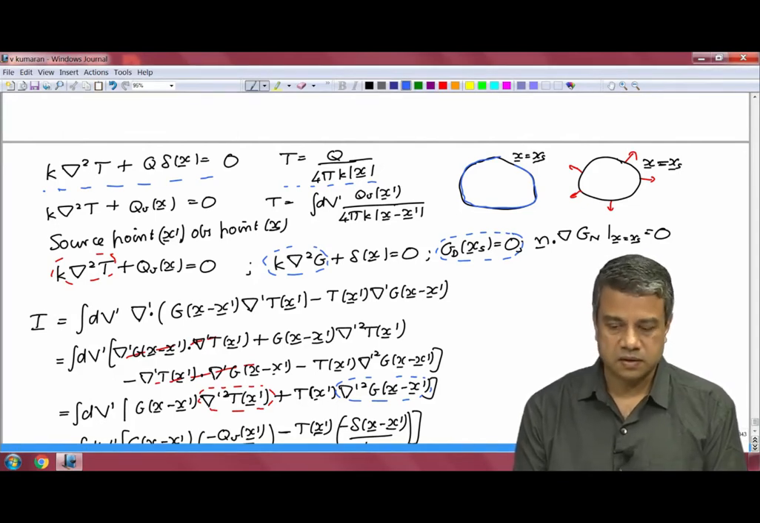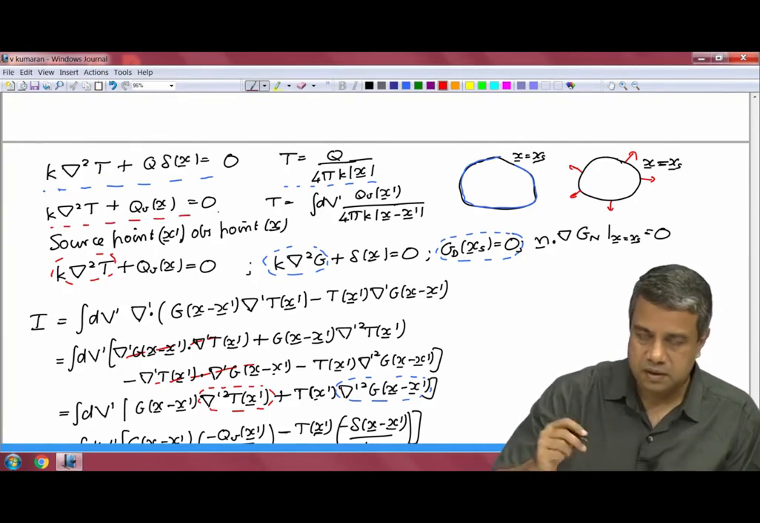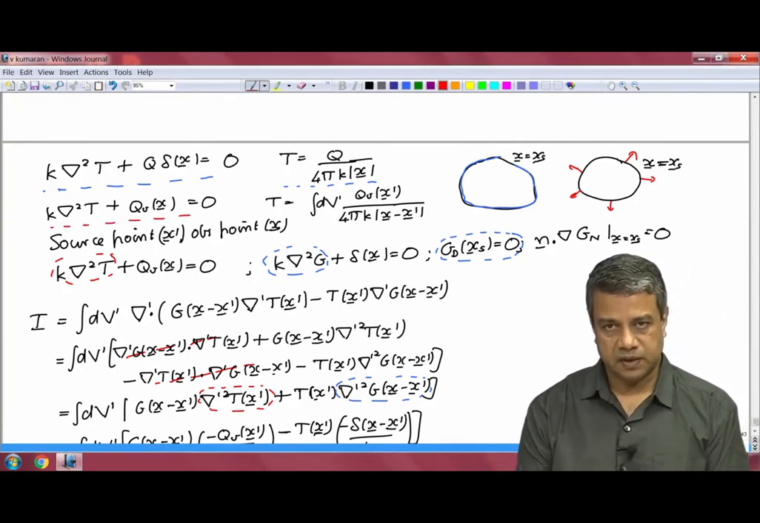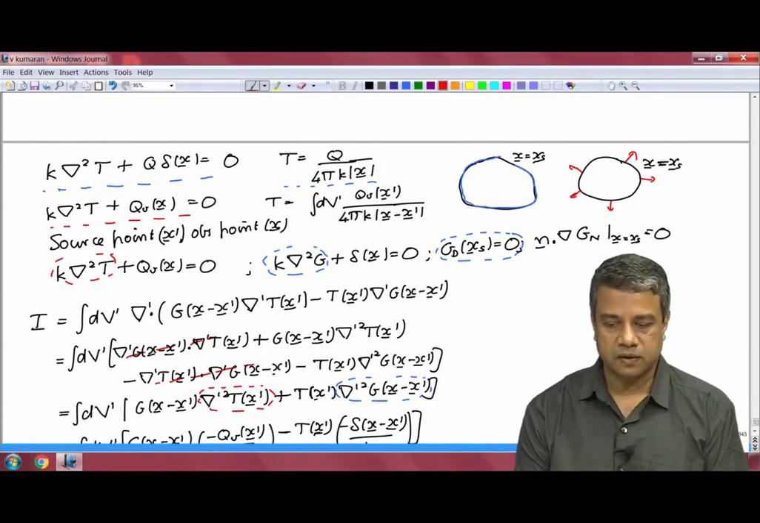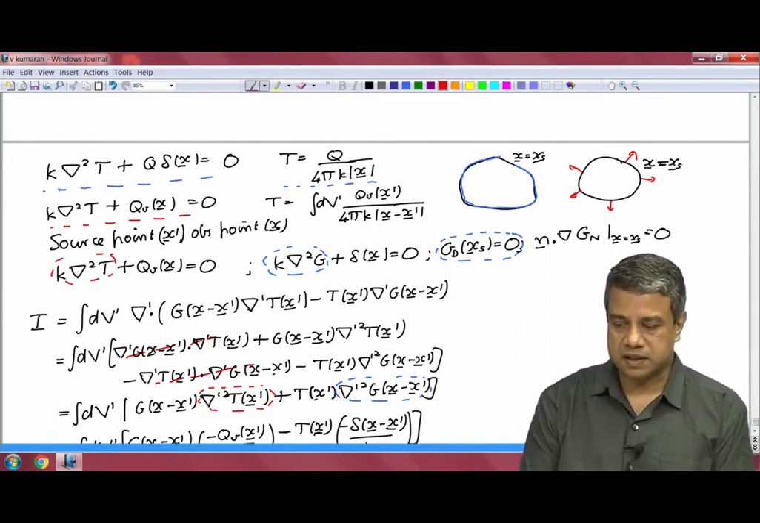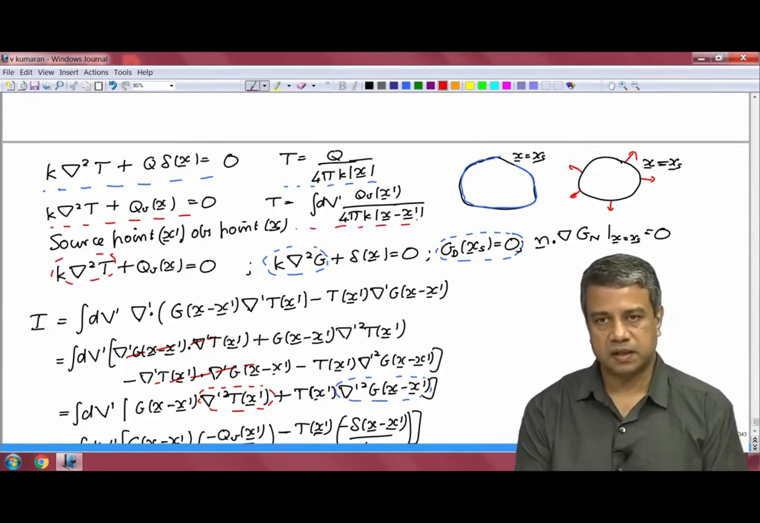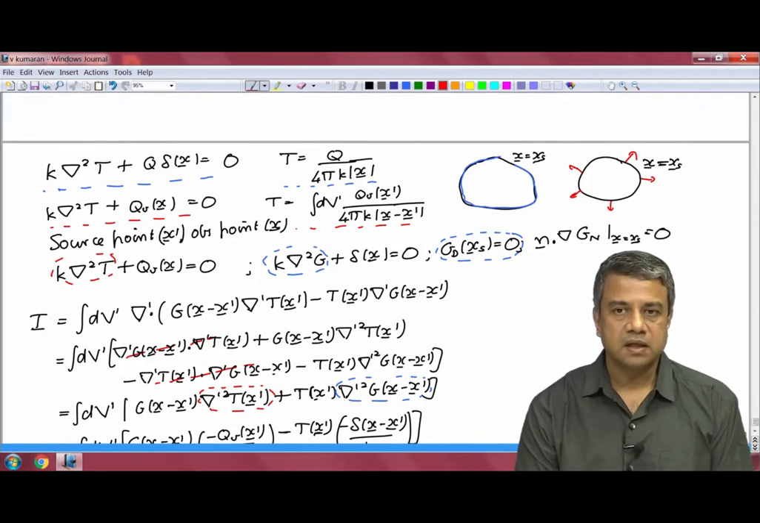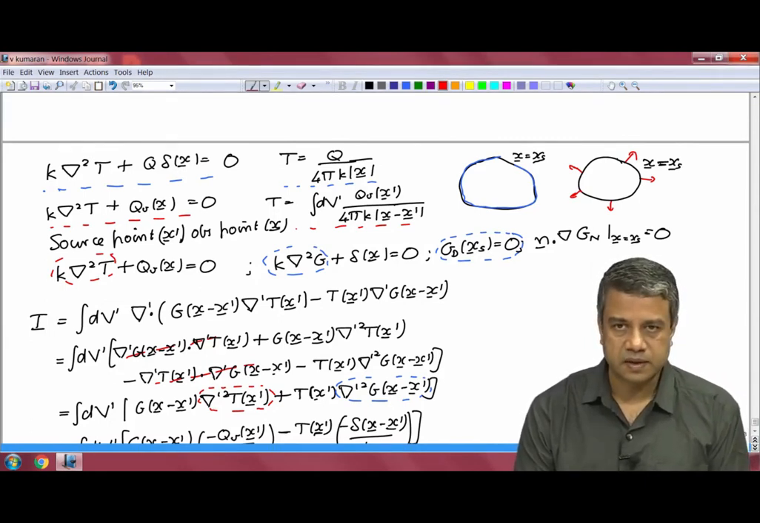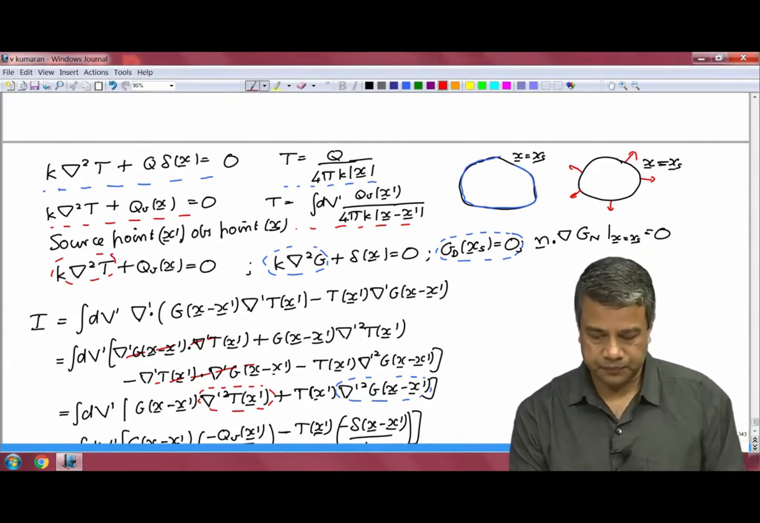For a distributed source, the equation is k del square T plus the total heat generated per unit volume per unit time, the volumetric source QV, is equal to 0. The inverse of that is the integral relation on the right side, the integral over the volume of QV of x prime times 1 over 4 pi k times the distance x minus x prime. These are both in unbounded domains, where there are no boundaries, where you do not satisfy boundary conditions because it is an infinite domain.